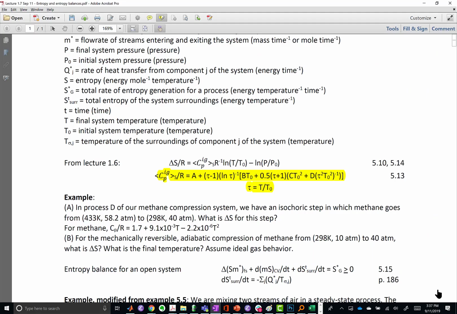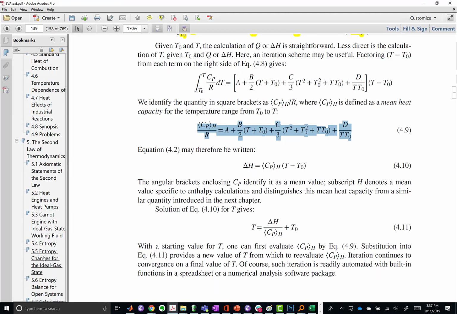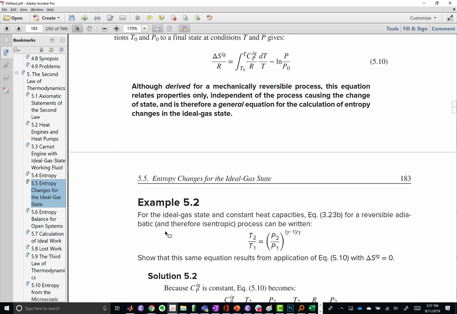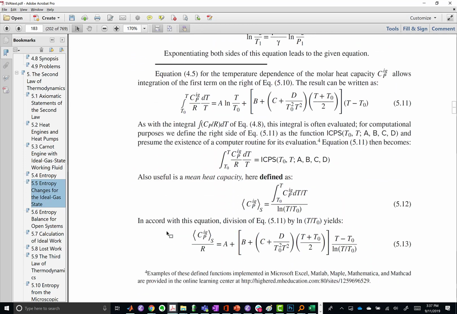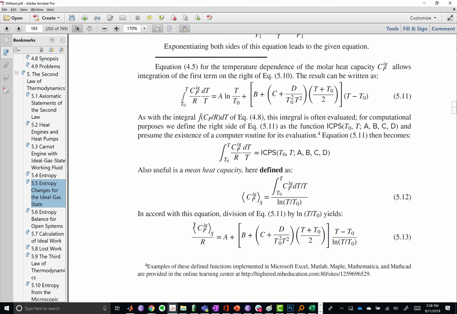There is a related form that introduces the parameter tau. Parameter tau is just a substitution for that temperature ratio. And 5.13 is in fact the equation that the text printed in earlier editions. In the current 8th edition, they've dropped the tau, which is fine. It doesn't change the result. So if you go to section 5.5, and we can come down to equations 5.11 through 5.13, we get the present formatting of that heat capacity mean value, which is given by this formula.